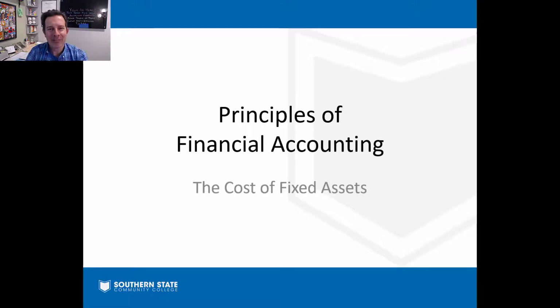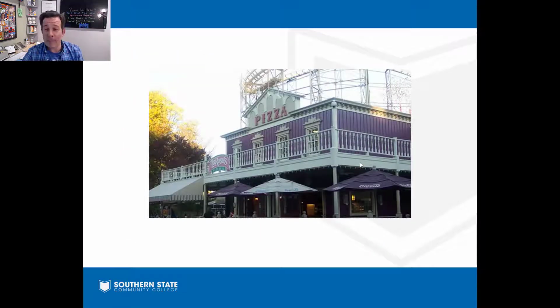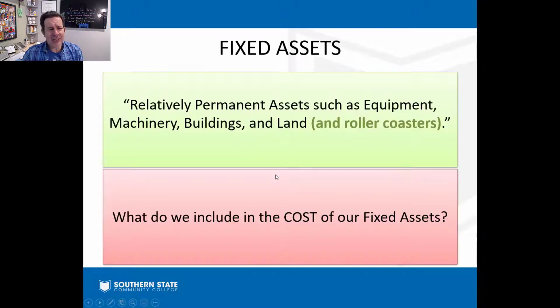Hello again, everybody. Welcome back to Accounting 1101, where we are in a unit on fixed assets. In our previous video, we went through and talked about Kings Island, walking around the park, looking for fixed assets. And we said roller coasters, that meets our definition of fixed assets. The buildings that they have on property there at Kings Island, they also meet our definition of a fixed asset. So what exactly is that definition?